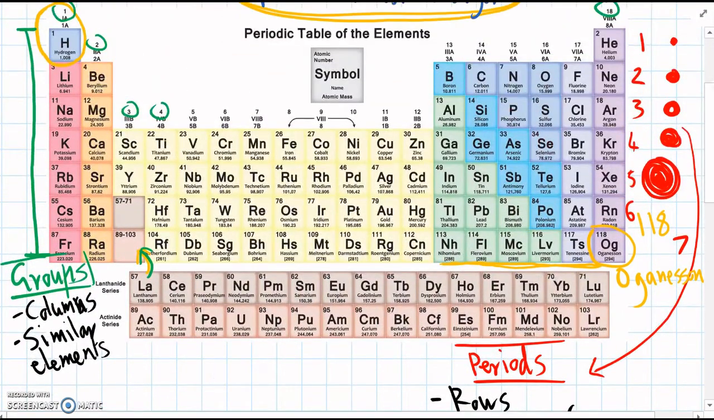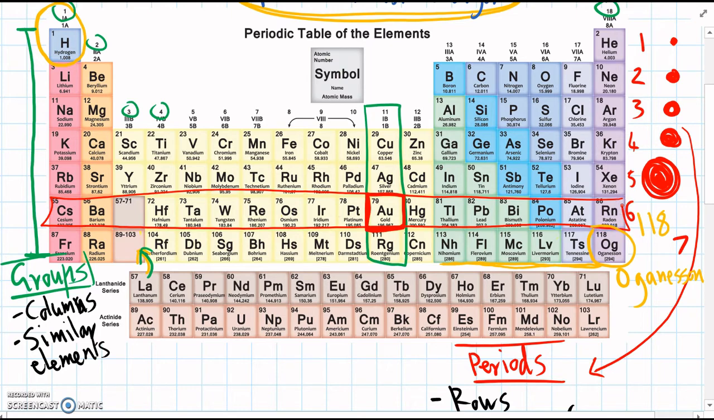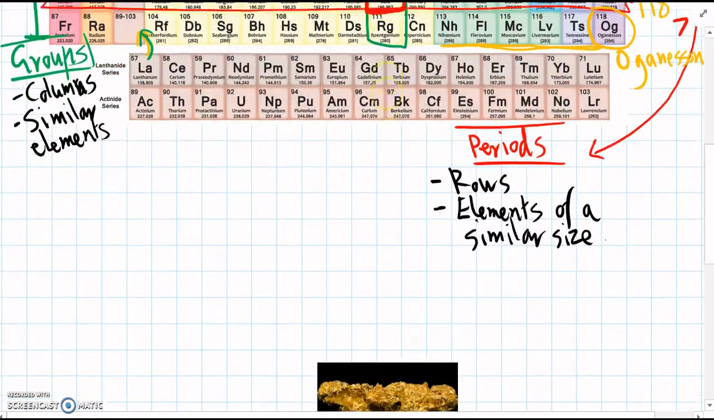The other thing we can do, now that we know that the groups and the periods exist, is easily find out where a particular element is on the periodic table. So if we look at gold, right here near the middle, we can see it's in group number 11. It's in group 11, and it's all the way down at period 6, in row 6. And gold has the symbol Au.